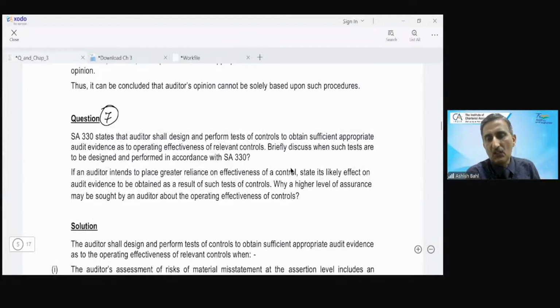Yes, Manish, you can switch on the Zoom interaction. You can unmute.